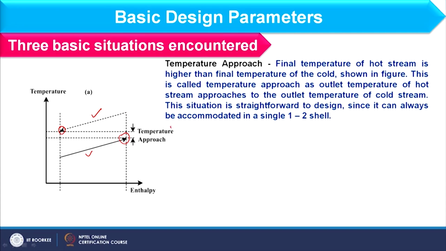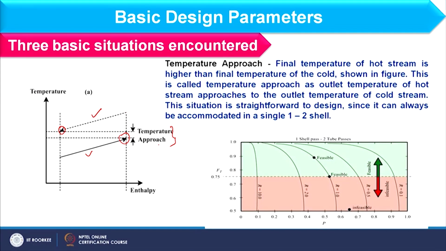Okay, that is basically the temperature approach, as you can see here. Now, if this is the case, then I can represent the FT factor in this diagram. This is the FT factor graph. You all must be aware of this, where on the x axis we have the p value and we have different curves for the r value as shown over here. And we have given one factor, that is the FT factor. If it is equal to 0.75 or more, we consider that the design is feasible, right.